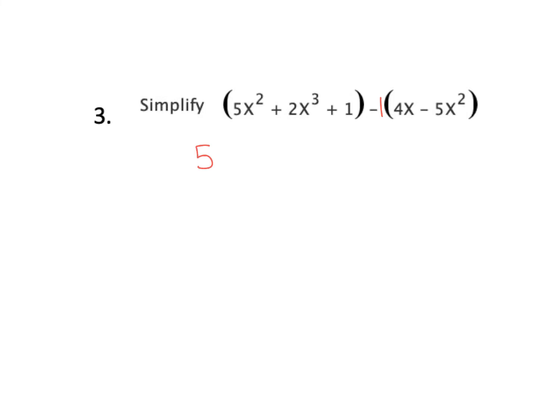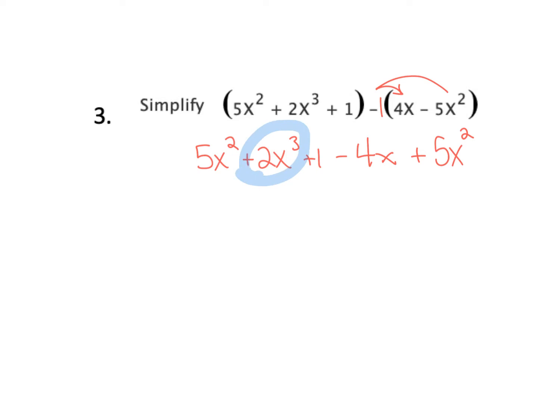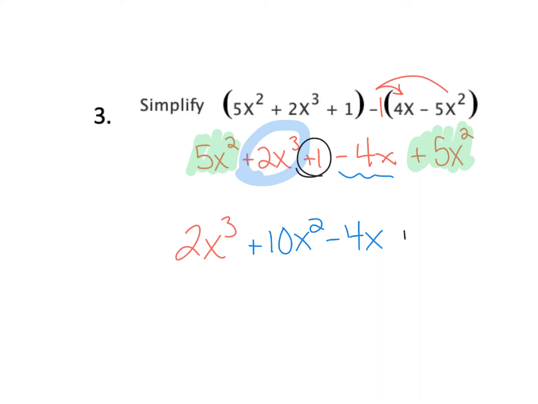I hope you began by recopying the first trinomial, distributing your negative then, so -1 times 4x is -4x, -1 times -5x squared is positive 5x squared. Combine your like terms. I have a 2x cubed as my highest. Then I have 5x squared, and positive 5x squared would be positive 10x squared. I see a -4x. And lastly, a +1.